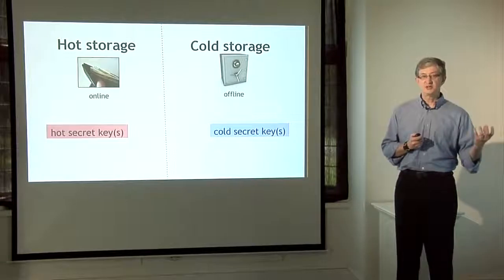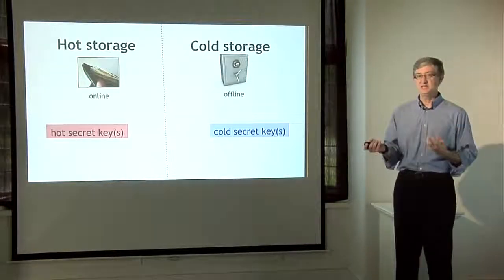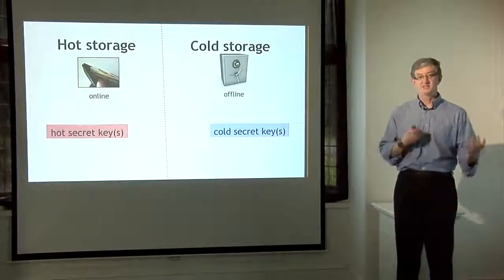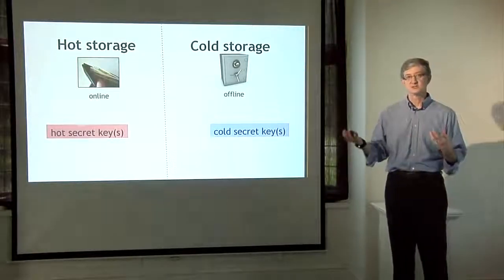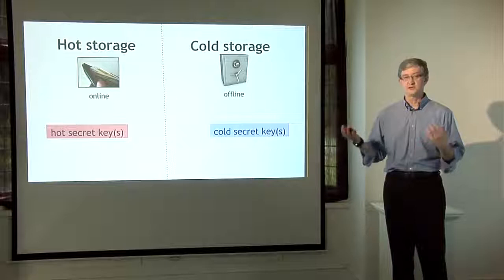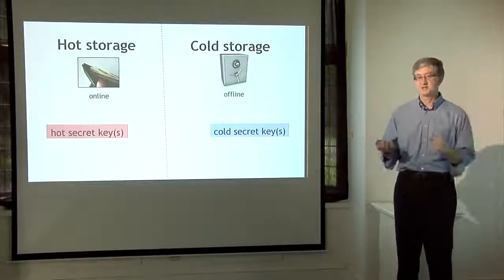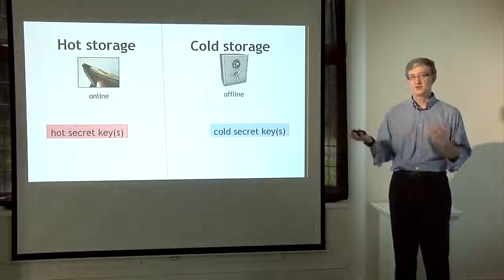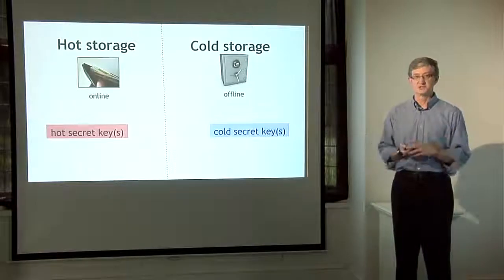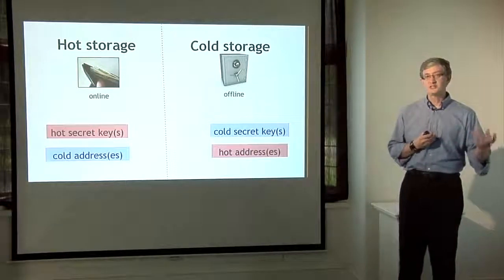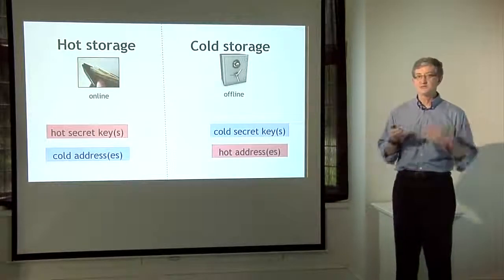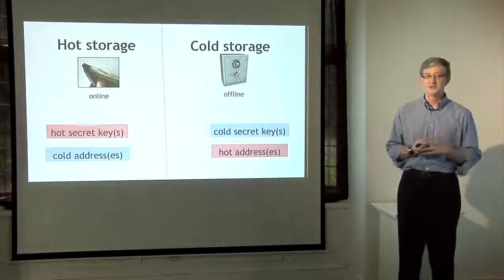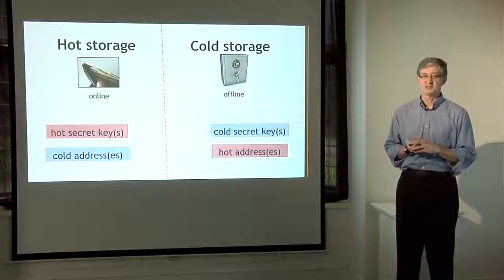Okay, so obviously you're going to have separate secret keys to control the coins on the hot side and the cold side. The whole point of cold storage is that the coins that are in cold storage are not vulnerable to attack or loss if the hot storage is compromised. And so you need to have separate private keys for hot versus cold storage. And of course, each side needs to know the addresses that the other side is using, because you want to be able to transfer money back and forth between the different sides.